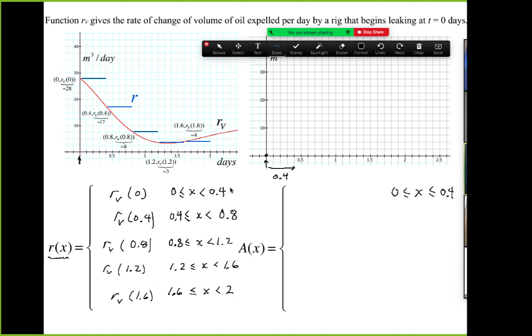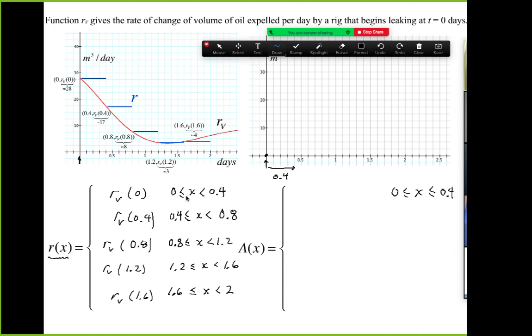Have we done that before? Yes, right, do you remember? We're going to use the idea of m times dx. Okay, good. So what is m? M would be RV of 0. Yeah, so it would be RV of 0, but then in that interval, isn't RV of 0 R of x?